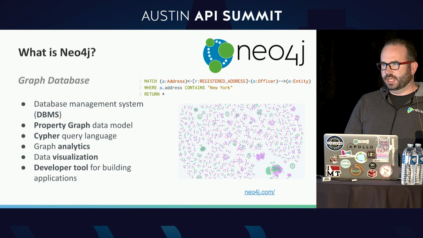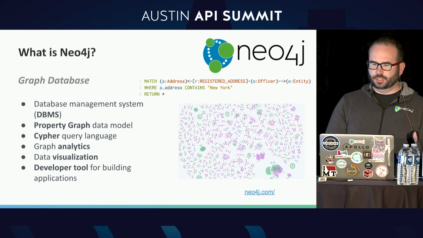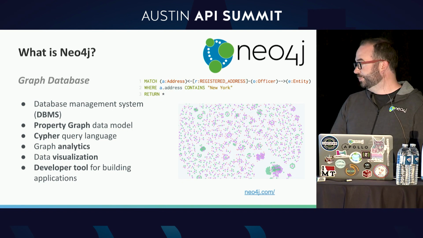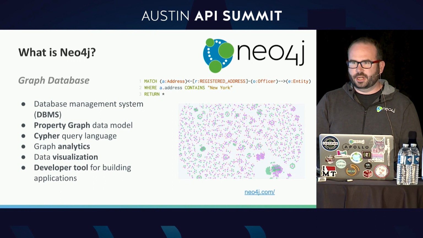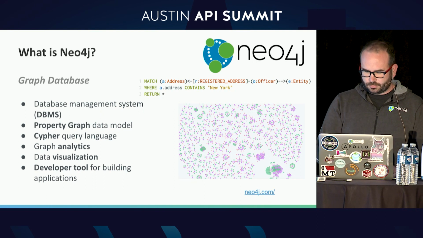Neo4j uses a query language called Cypher. You can think of this as like SQL, but for graphs. There's an example in the top right of the screen there of what Cypher looks like. It's very much about pattern matching.